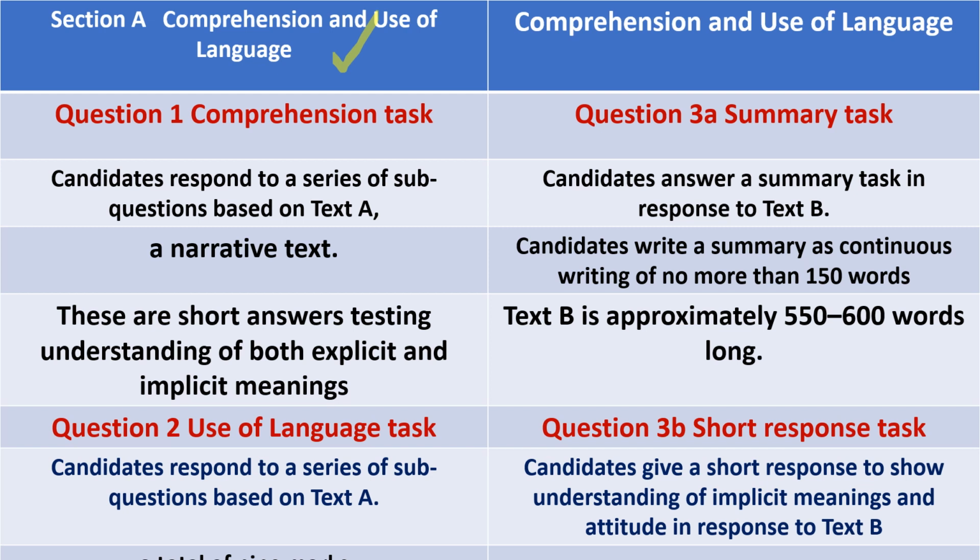Now, if we look at the summary of both comprehensions, then Section A, which is comprehension and use of language, has in all 2 questions, Question 1 and Question 2. Now, Question 1 is a comprehension task, and it has multiple questions for 16 marks, and Question 2 is a use of language task, and these are carrying questions of different types for the remaining 9 marks. So there are a total of 25 marks. Now, the second comprehension has Question 3, which is a summary task for 20 marks and a short response question for 5 marks.